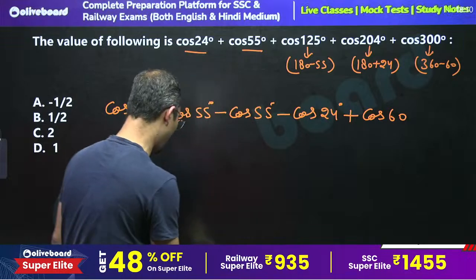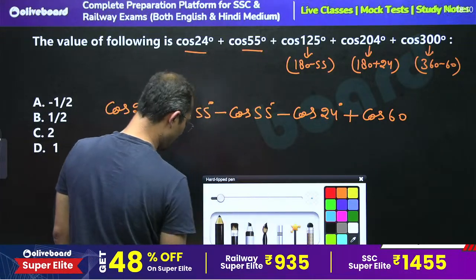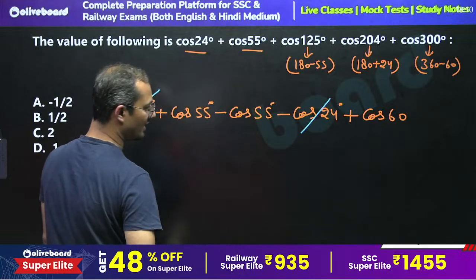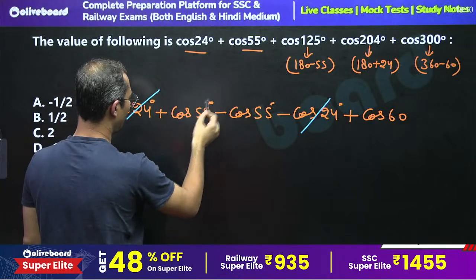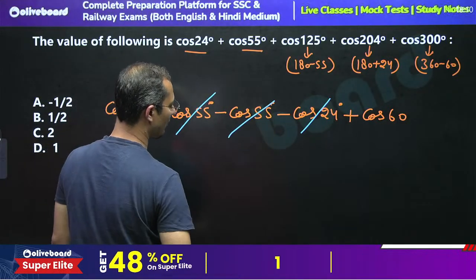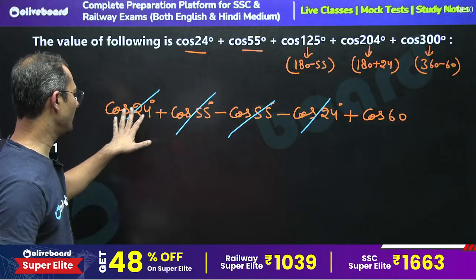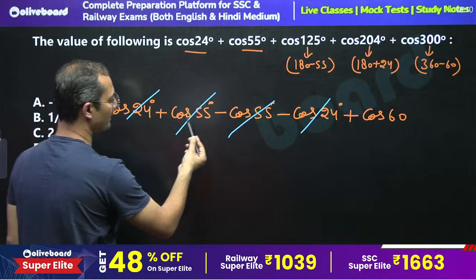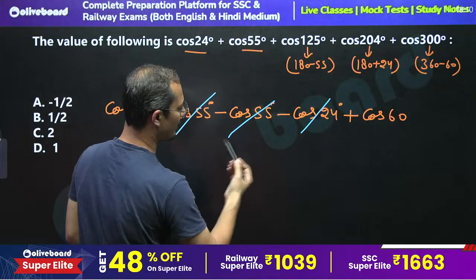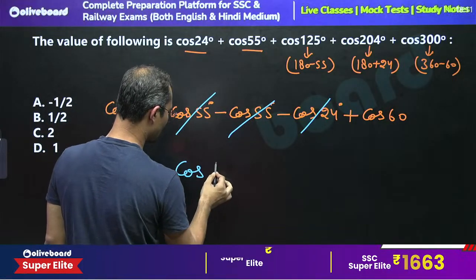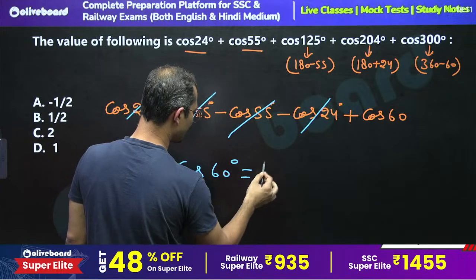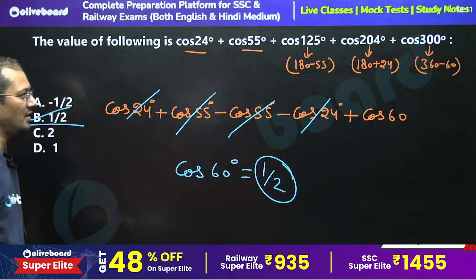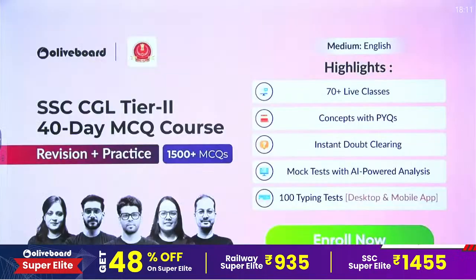So here we can say that cos 24 degree gets cancelled by the negative cos 24, and cos 55 gets cancelled by the negative cos 55 degree. So now the answer is cos 60 degree. Cos 60 is equal to 1 by 2. So here we can say that B part is the right answer.